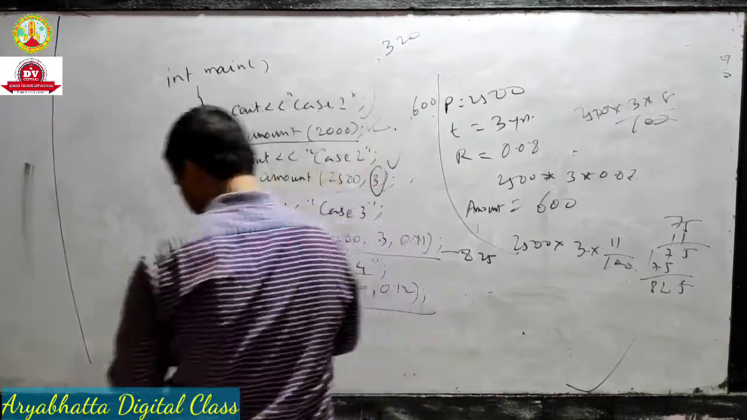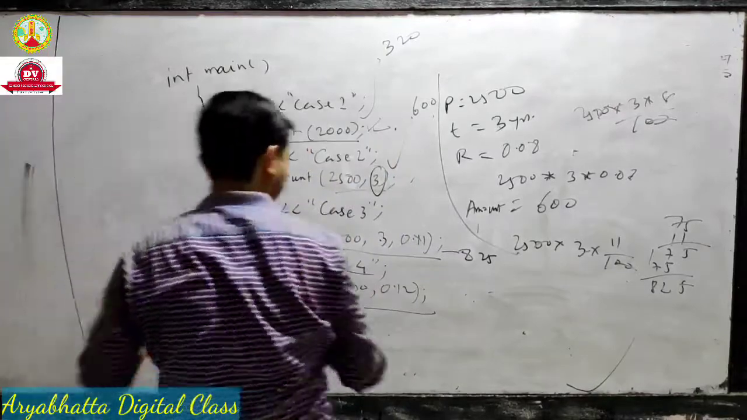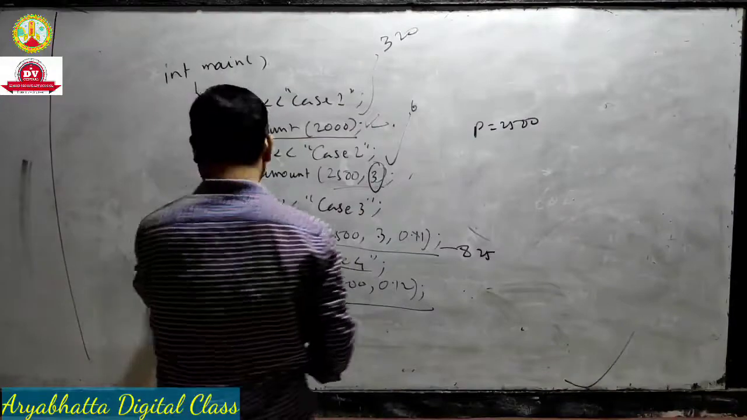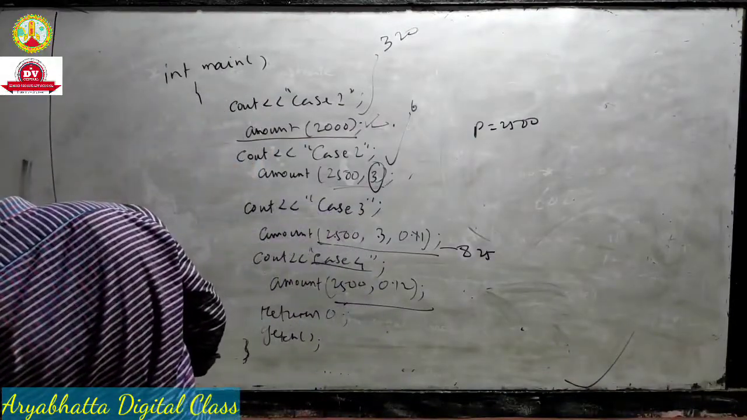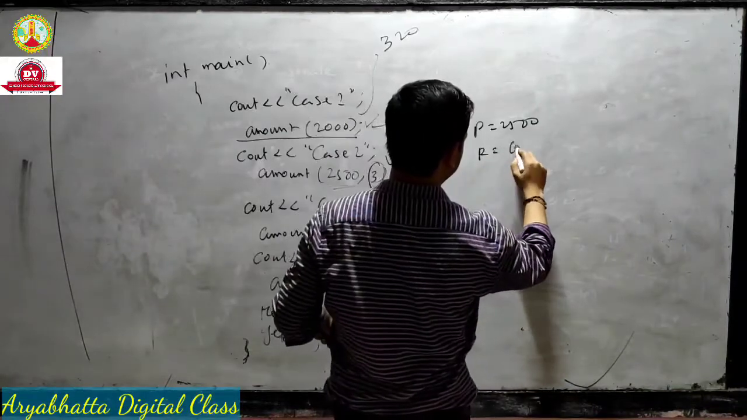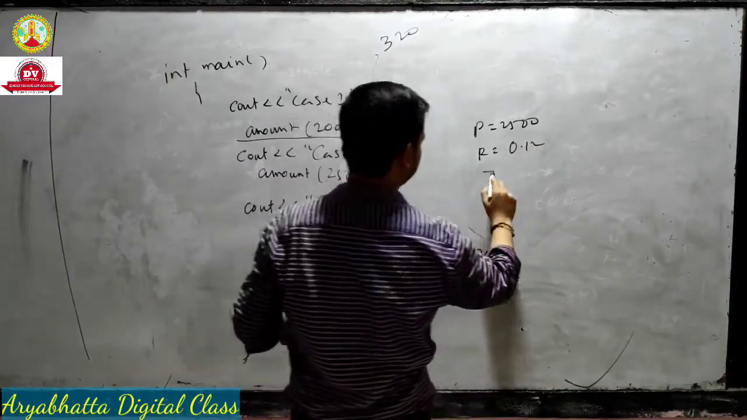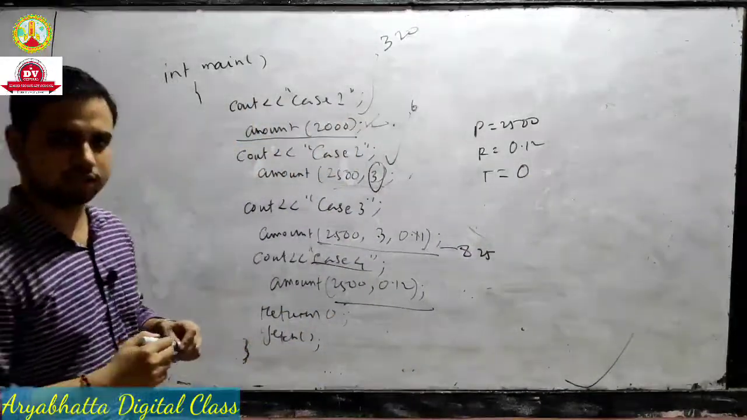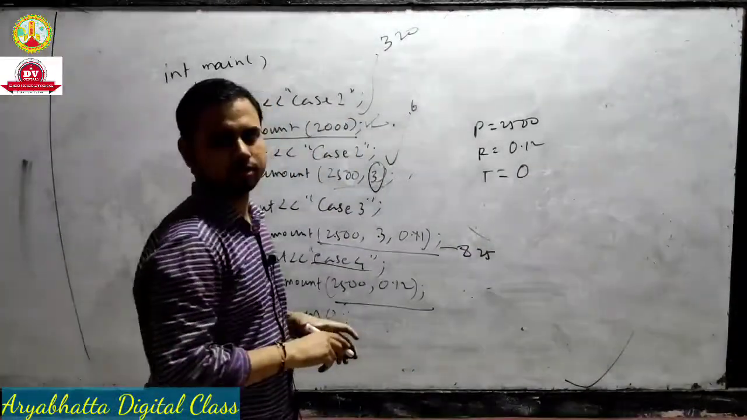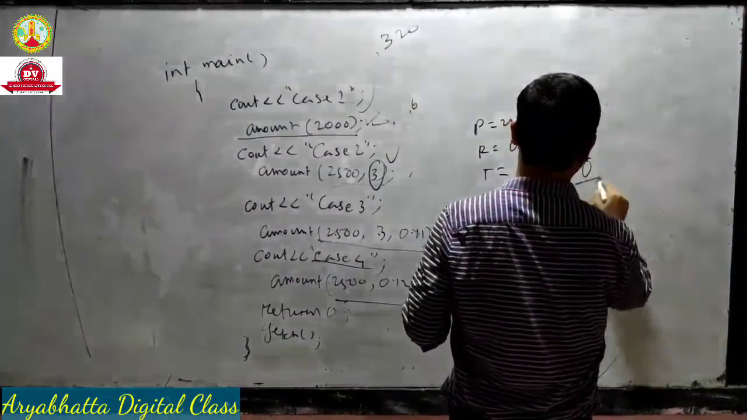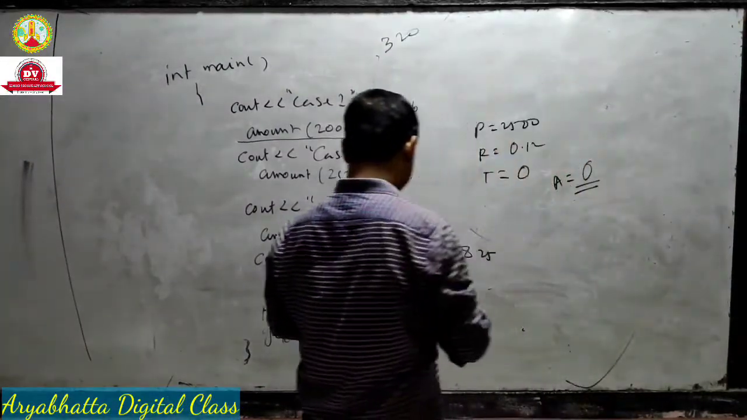See case 4, I tell you again. Rate is 0.12, but time here is 0. Why? Because time is always defaulted as 0 by the compiler. That's why ultimately if you multiply, your interest amount is 0.